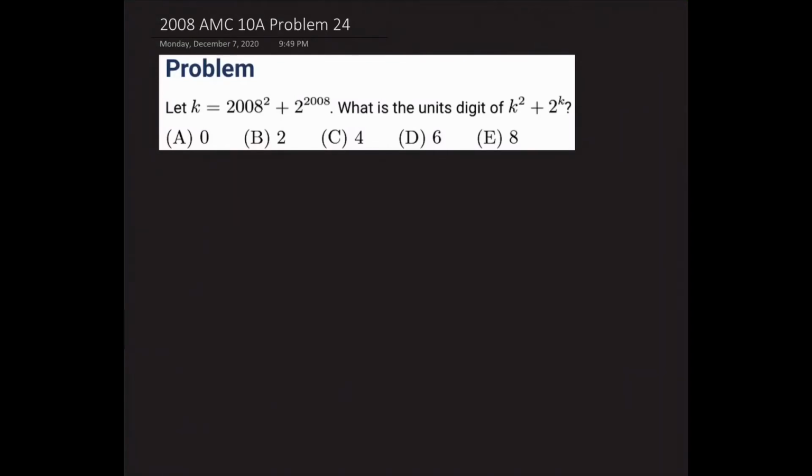I'm going to be solving the 2008 AMC 10A problem 24. Let's read through the problem. Let k equal 2008 squared plus 2 to the power of 2008. What is the unit digit of k squared plus 2 to the k?